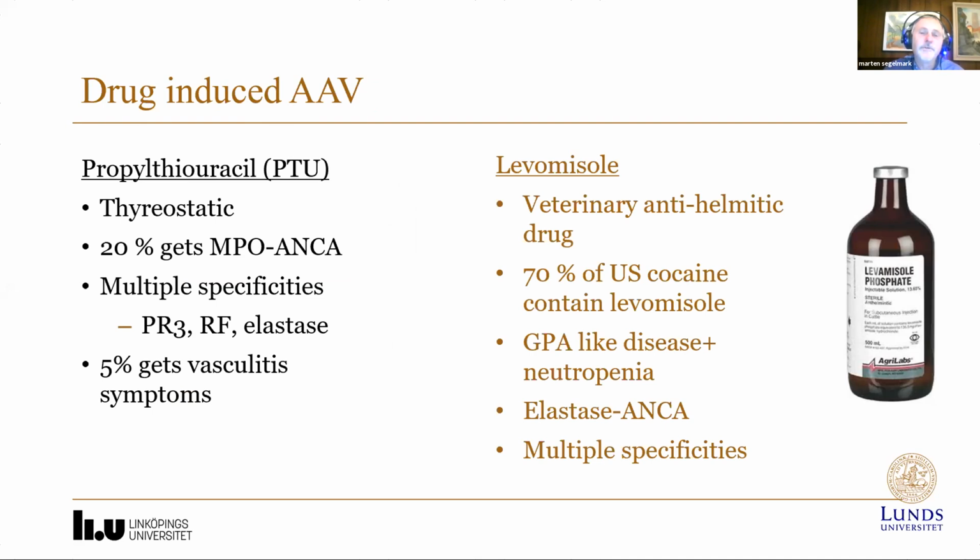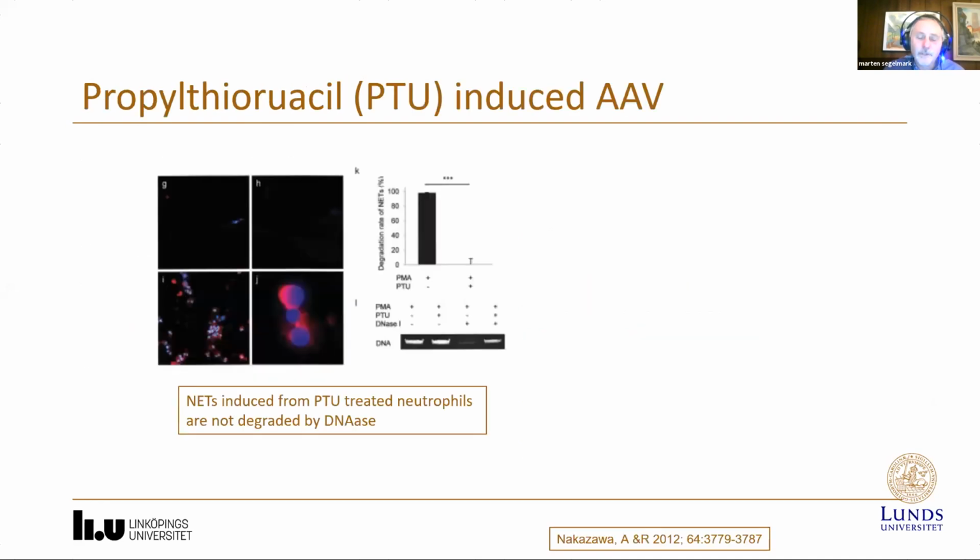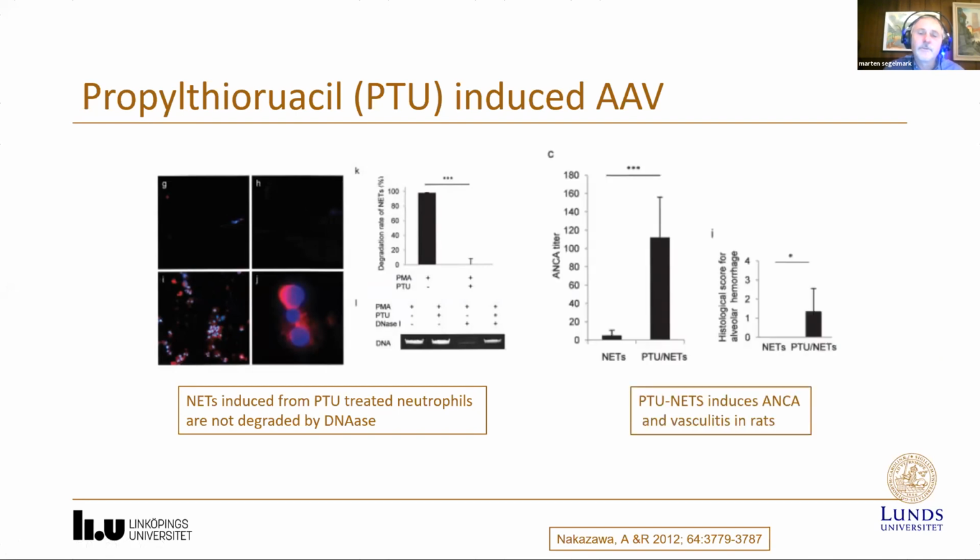and levomisol, similarly to PTU, will induce nets in neutrophils. And in PTU, these nets cannot be degraded, as shown here, by DNase. So they get these nets that are tangled and not easily degradable. And in animal experiments, at least, if you inject PTU nets into rats, they will start producing ANCA, and they will start to get vasculitic symptoms.